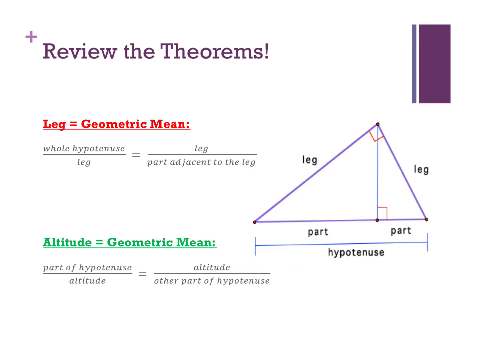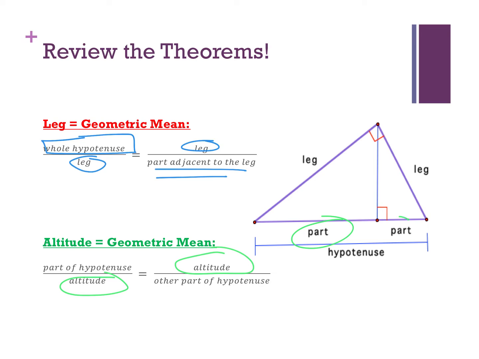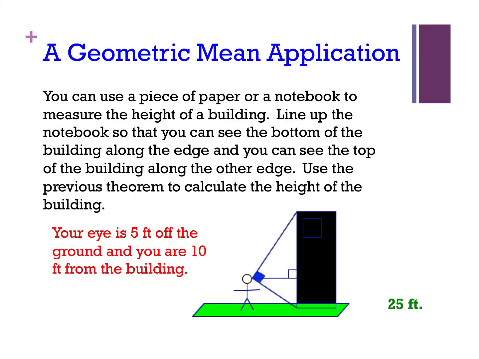So here we have again the theorems. The leg is the geometric mean, which means it's going to appear twice, of the entire hypotenuse, the whole thing, and the piece that's next to it. And then the altitude is the geometric mean, so it appears twice across from each other, of the two pieces of the hypotenuse, so this piece and this piece.